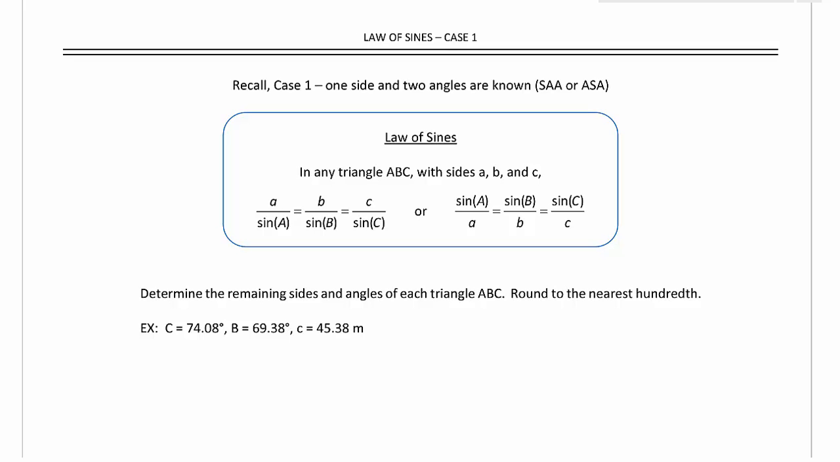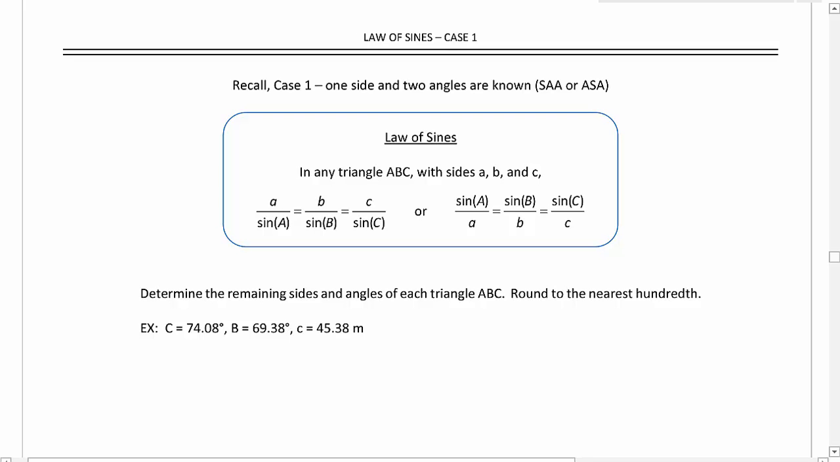side A divided by sine of angle A is equal to side B divided by sine of angle B is equal to side C divided by sine of angle C. Or we can flip this proportion and the law of sines remains true.